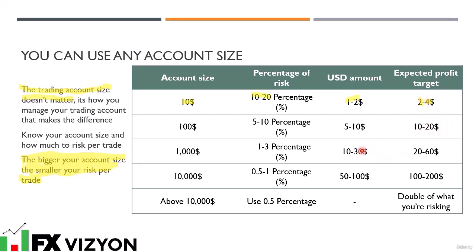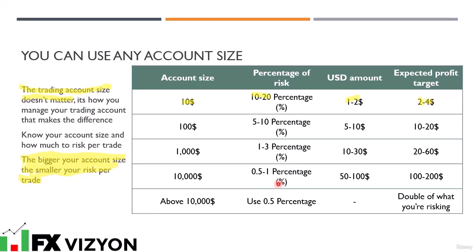You can risk 2% still for this $1,000 account. That's $20, and you'll be making $40, right? So if you have a $10,000 account, you should be risking 0.5 to 1% of your account.